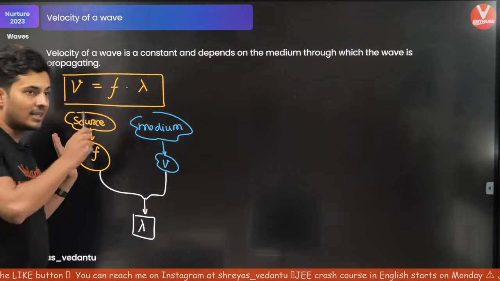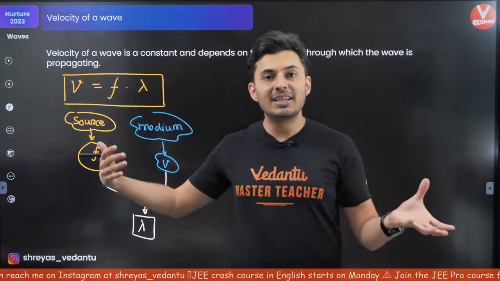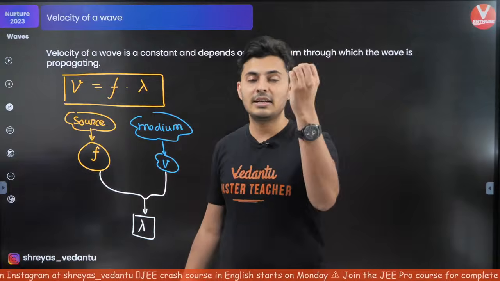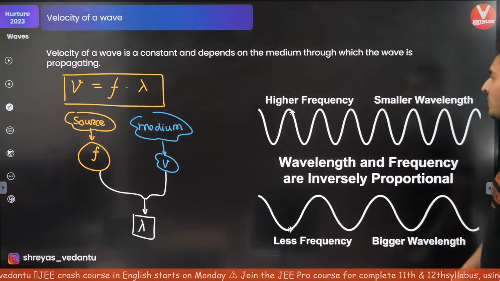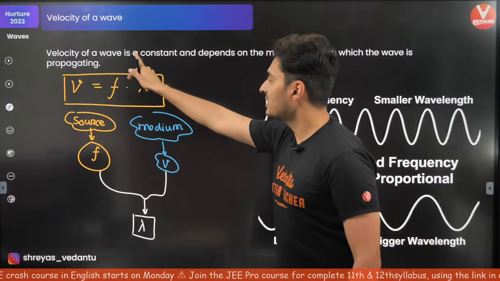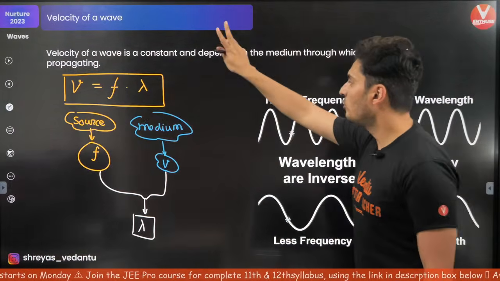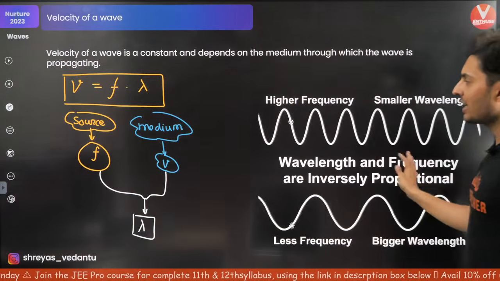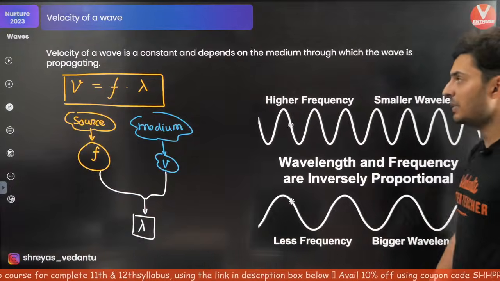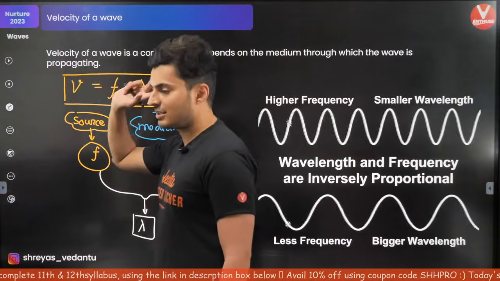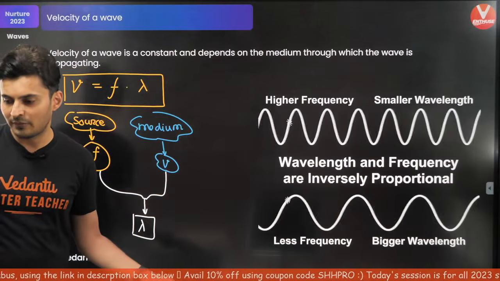So source decides frequency, and the medium, whatever is the material in which the waves are traveling, decides your wave speed. Very, very important, and you can see that right over here. If frequency is high, wavelength is less. If frequency is less, wavelength is more. They are both inversely proportional to each other when the waves are traveling in the same medium. That means wave speed is fixed. Got it, my warriors? Perfecto.